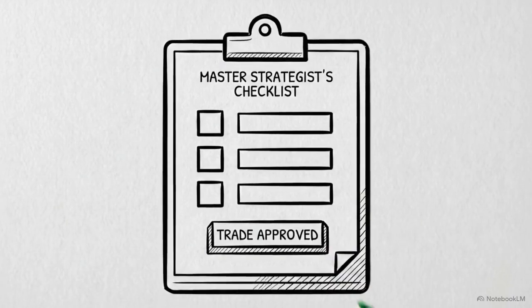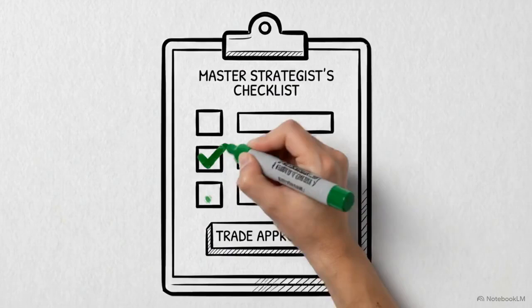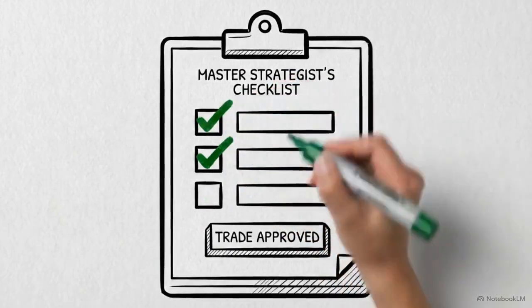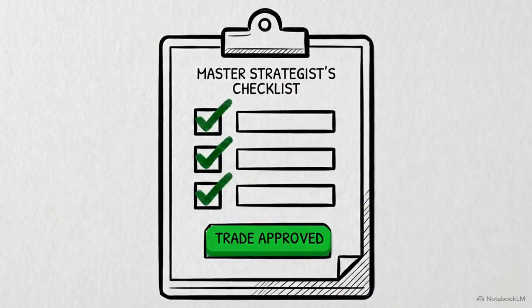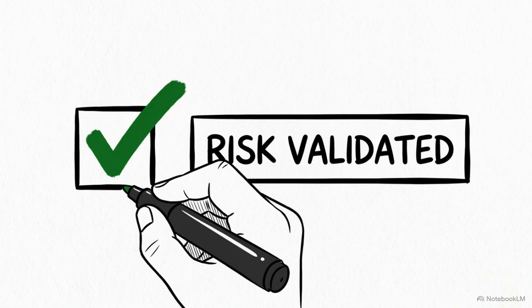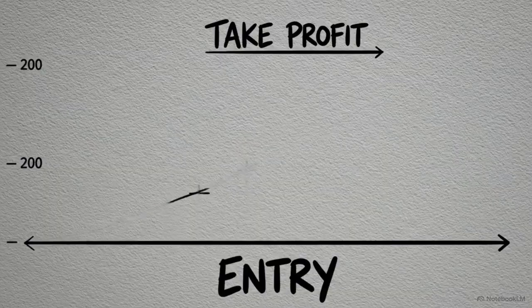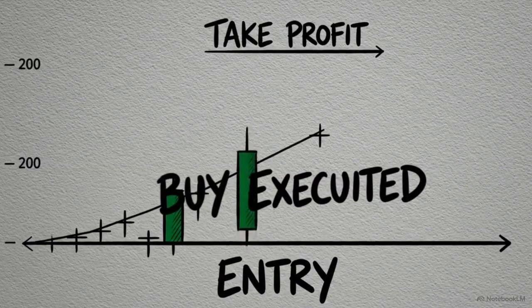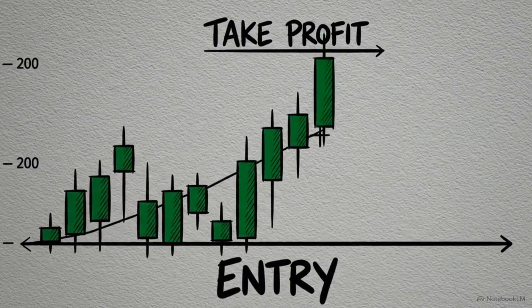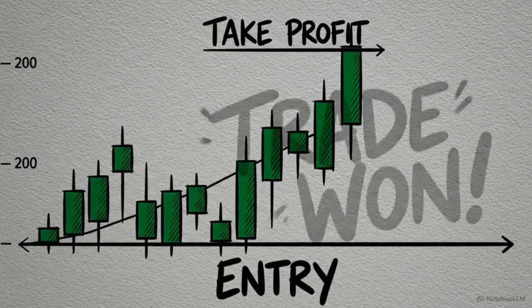Following a rigid framework like this provides a binary decision-making process. You are no longer debating whether to stay in a trade or exit early. You are simply checking boxes against a predefined risk profile to maintain consistency in your results. Let's watch the result of this disciplined setup. The price triggers the entry, holds steady, and surges upward to hit the take-profit target.